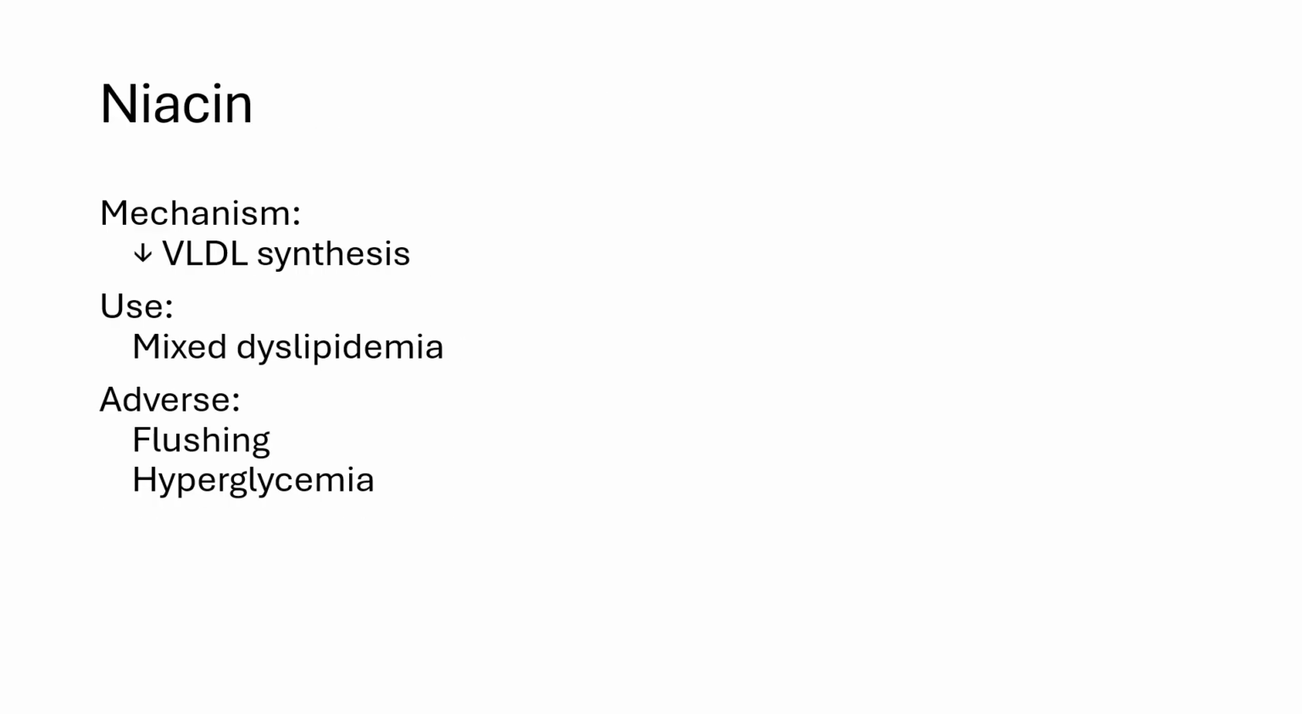Niacin, also known as vitamin B3, affects lipid metabolism primarily by decreasing VLDL synthesis in the liver. Since LDL is derived from VLDL, reducing VLDL production can lead to reduction in LDL as well. Niacin can also increase HDL levels, which historically made it attractive in mixed dyslipidemia.